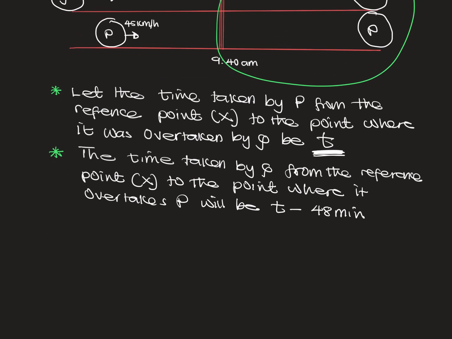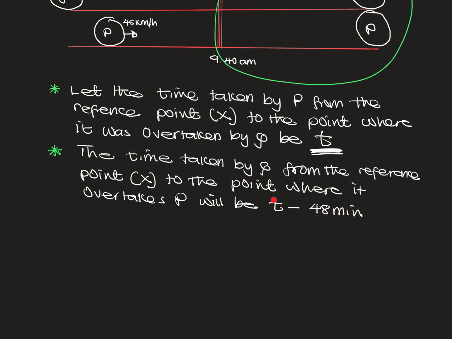Moving on, one piece of advice that I will give you is, if the speed is in kilometers per hour, your time has to be in hours. If the speed or velocity is in meters per second, then your time has to be in seconds, to make the calculation simple for you. So I can express this as T minus 48 minutes. If I convert it to hours, it gives me 0.8 hours. So this is what I am going to use.